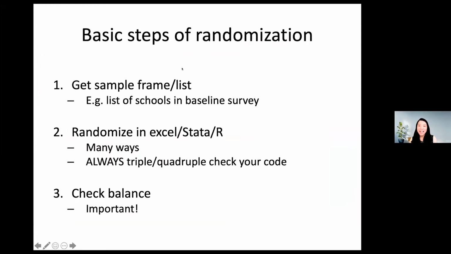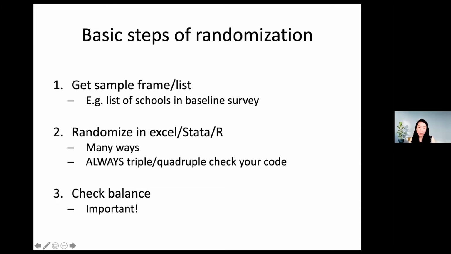All right. So the randomization is actually pretty straightforward because we do the baseline survey, then we know the list of schools in the baseline, right? So we know the sample frame. So all we need to do is use either Excel, Stata, or R to basically ask the software to randomly assign either a treatment or control variable to each school in our sample frame.